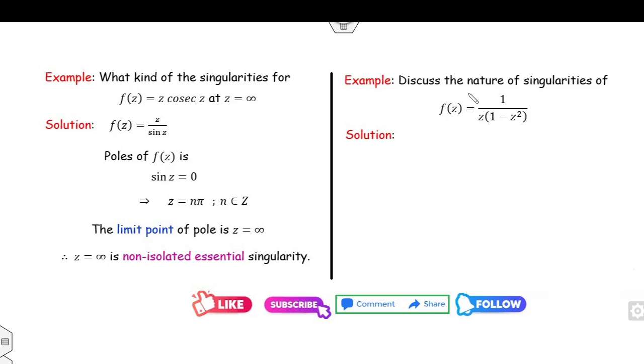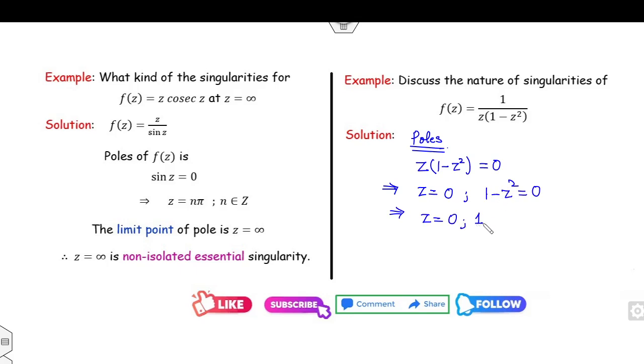Look at the next one. Again, your target is to identify the nature of the singularities of the given function. Again, the numerator is non-zero, so you can find the pole of the given function where z into 1 minus z square is 0. This implies either z is 0 or 1 minus z square is 0. That gives you z equal to 0, and this gives you 1 and minus 1. You can see all are distinct, therefore these are simple poles.